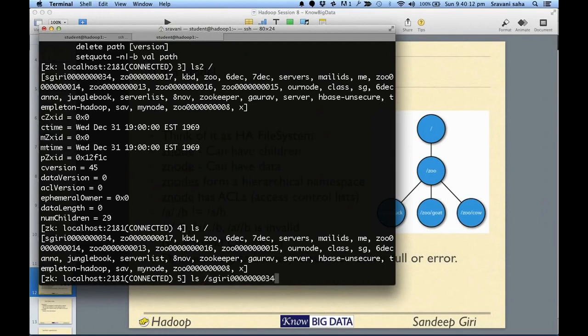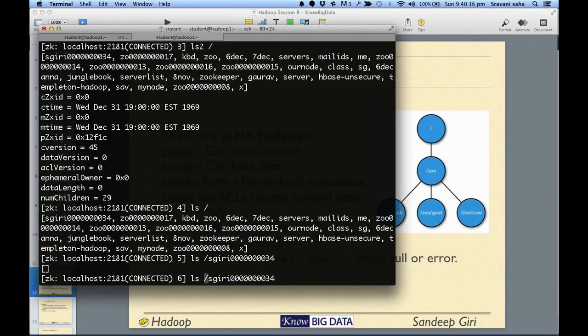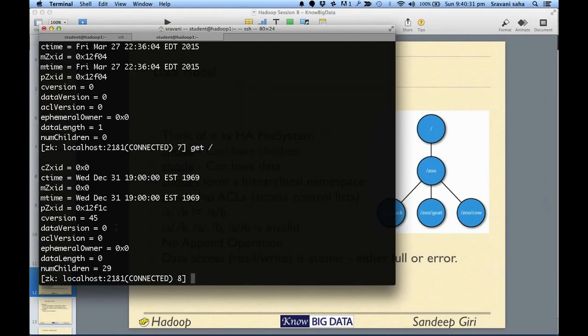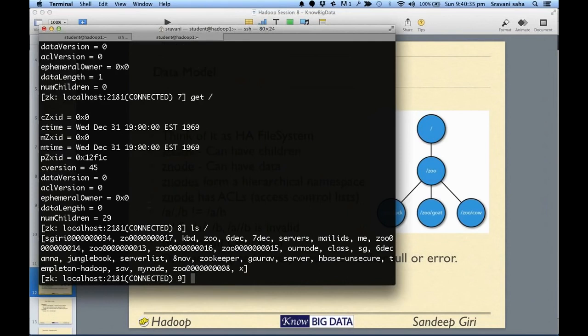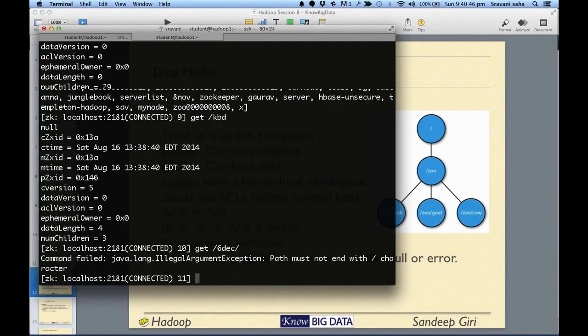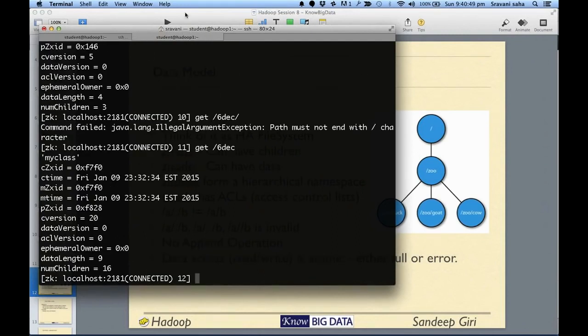We can further say ls on one of these nodes, and we can see that there is nothing under it. We can also say get, and it gives us the data stored in this particular node. Here the only data stored is x. We can also get another node, which has no data stored in it, and we can say get on the third node, and there is no data stored in this one also. Here, my class is the data contained in the node.